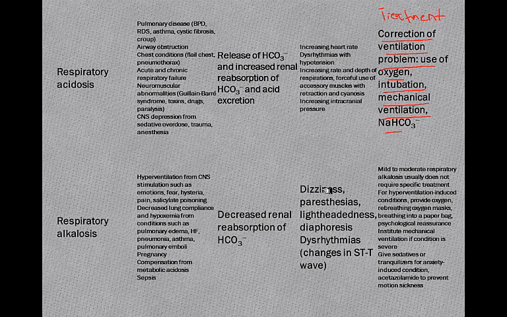Respiratory alkalosis, we know it's a respiratory issue. We know the pH is high. Mild to moderate respiratory alkalosis doesn't usually require specific treatment, but for hyperventilation-induced conditions, you give oxygen, breathing into a paper bag, physiological or psychological reassurance, and institute mechanical ventilation if it's severe. Give sedatives or tranquilizers for anxiety-induced conditions.